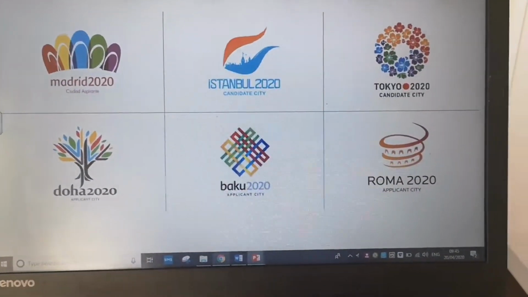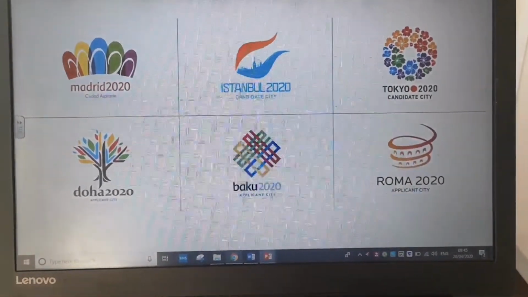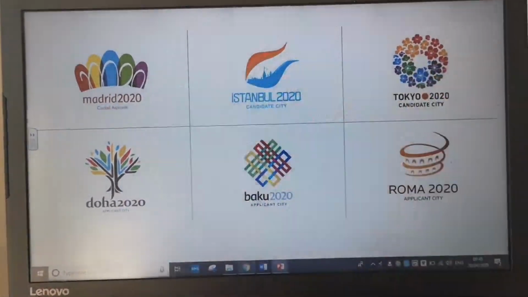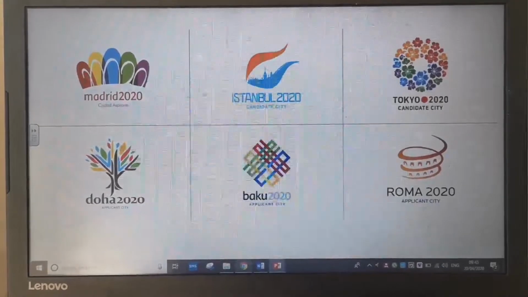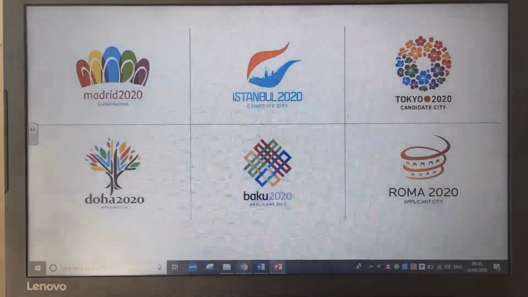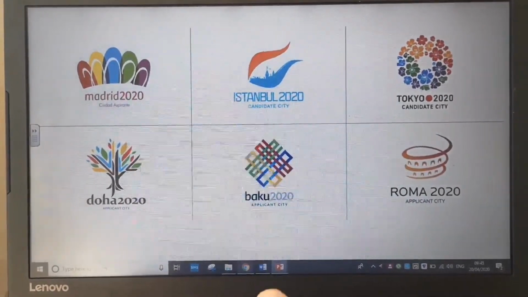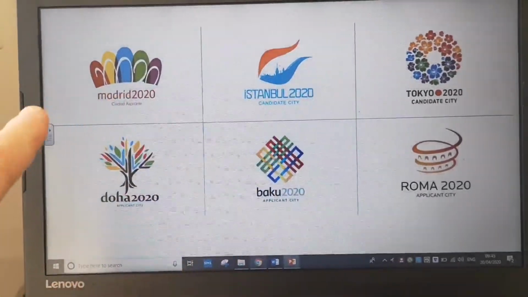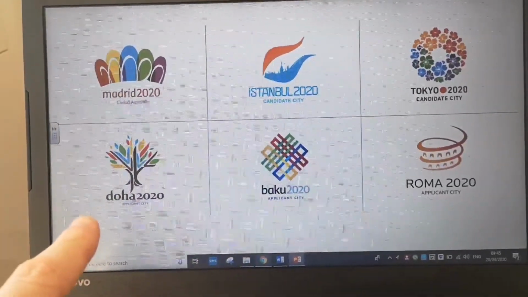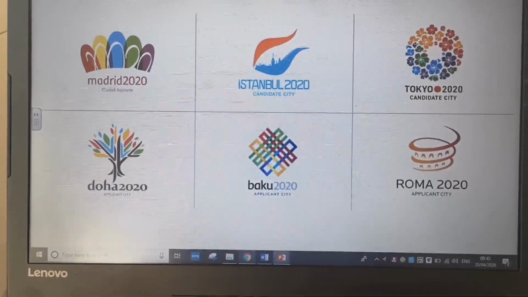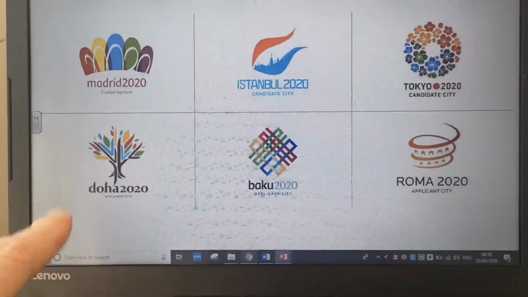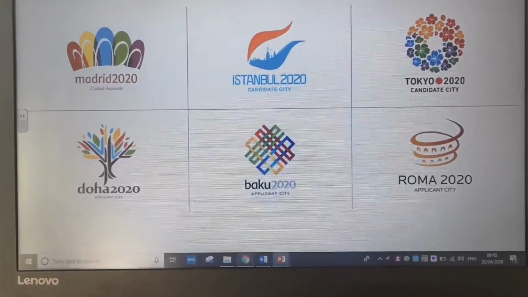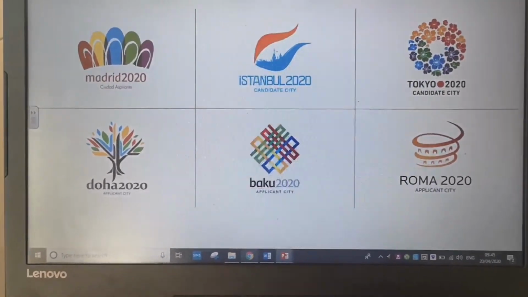For 2020, these are actually the 6 cities that wanted to host the Olympics. We know Tokyo were going to hold it, but did you know that Rome wanted to hold it? Baku, which is in Azerbaijan, Istanbul in Turkey, Madrid in Spain, Doha in Qatar. All of these wanted to hold the Olympics. Obviously, Doha is going to hold the World Cup. So these are their logos. They made logos, even though 5 of them didn't get it.